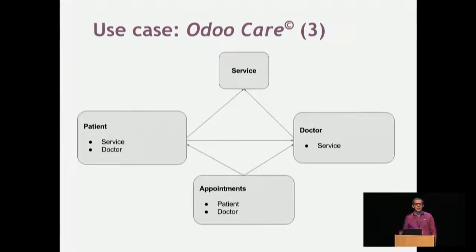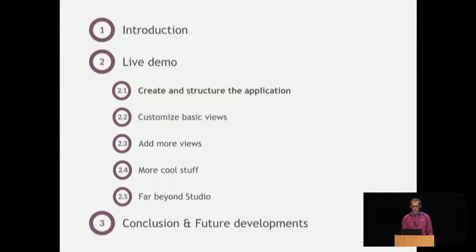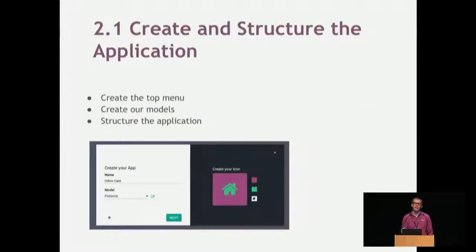So for the use case, we will need a few models, and I designed it like this. We have the services, the patient, doctor, and appointment, and they are linked together. A patient is inside the services, and a doctor will take care of this patient. We will set appointments between doctor and patients. So this is the basic idea for you to follow the demo. Okay, let's start. We will first create the application, so the top menus, and then the models, and finally we structure the menus.